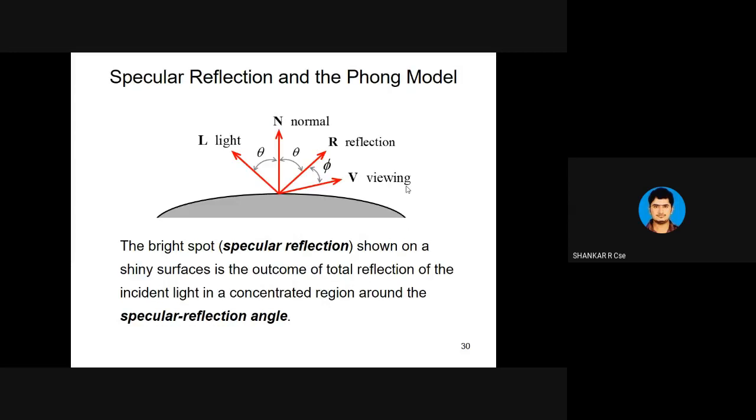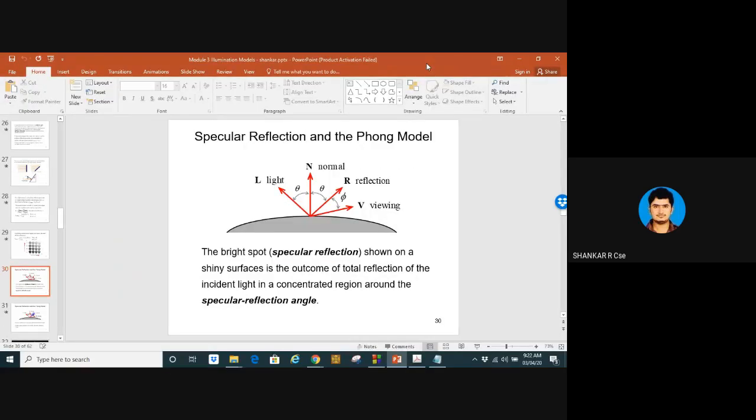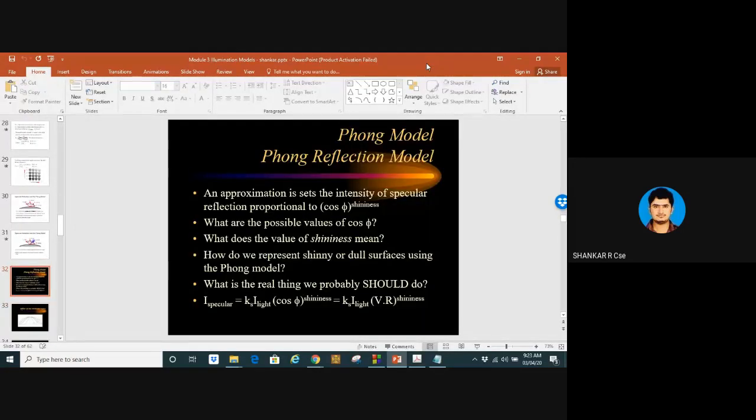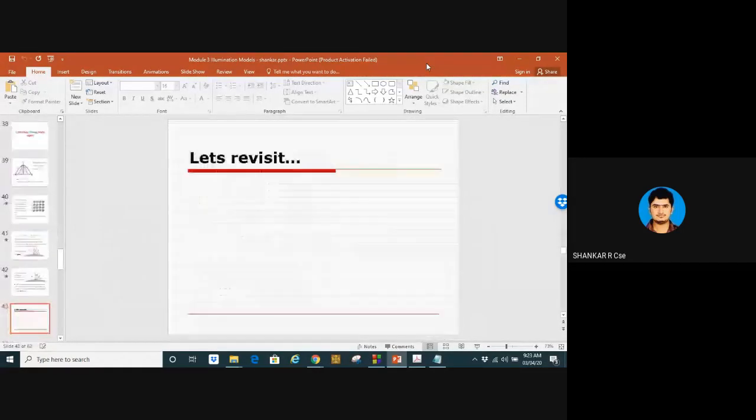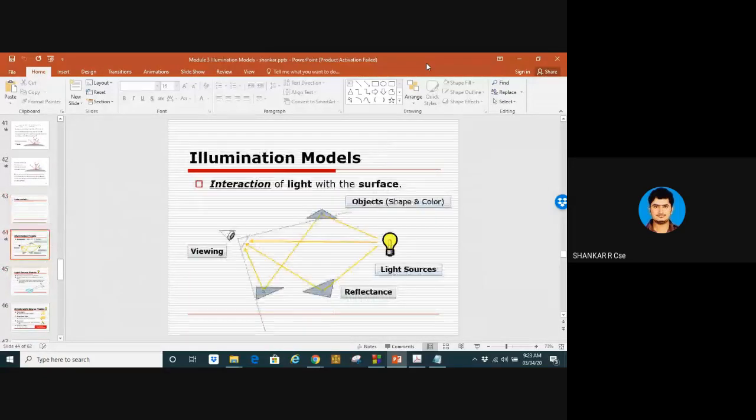For specular reflection, there is a theory called the Phong model. There are many models, one called the Gouraud model, and so on. In realistic computer graphics, there is one specular reflection model called the Phong model, which we shall see in the next class. All this while, whatever we discussed, let us quickly sum it up.